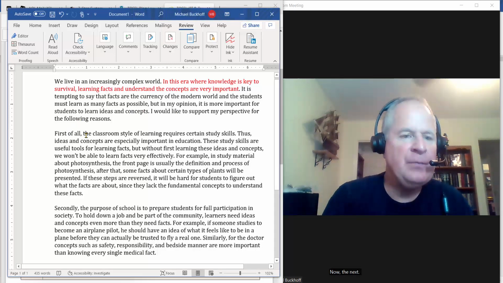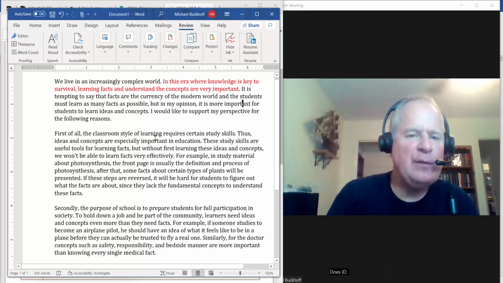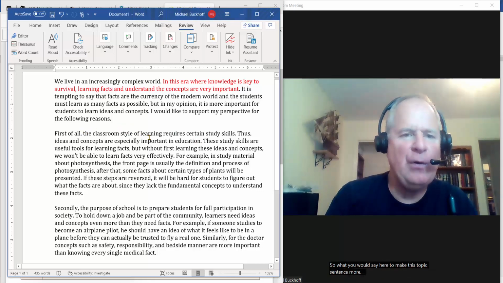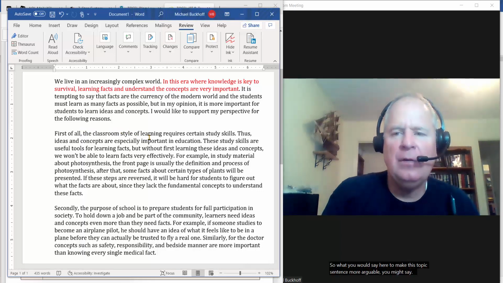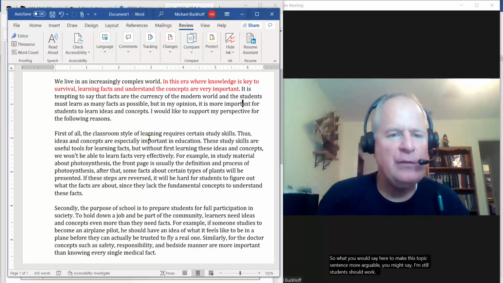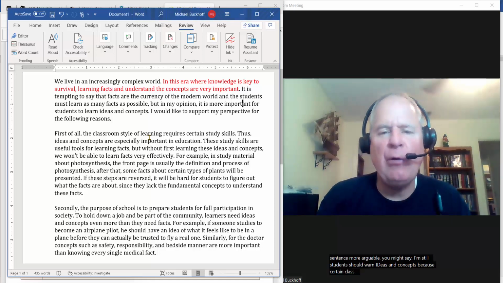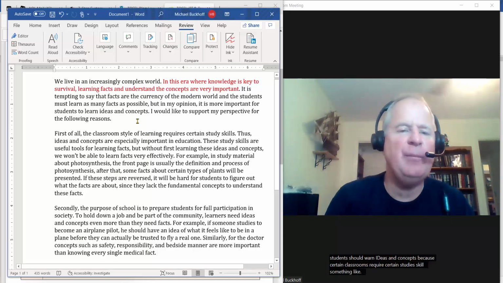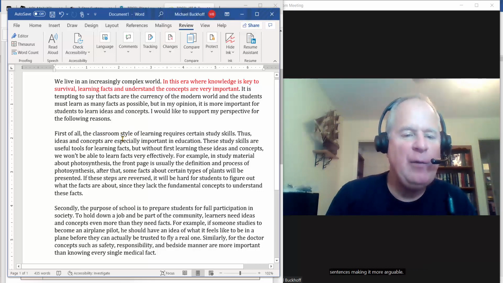Now, the next part: the classroom style of learning requires certain skills. Thus, ideas and concepts are especially important in education. So what you would say here to make this topic sentence more arguable, you might say, students should learn ideas and concepts because certain classrooms require certain study skills, something like that. So maybe think about combining those two sentences, making it more arguable, and I think that would be a better topic sentence there.